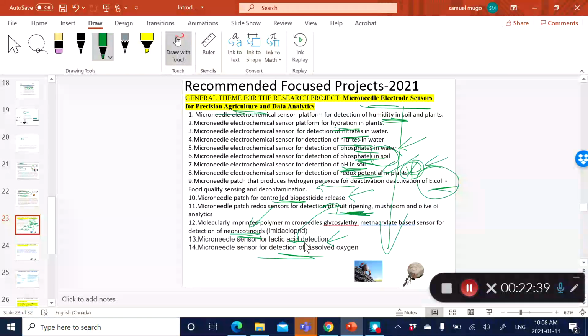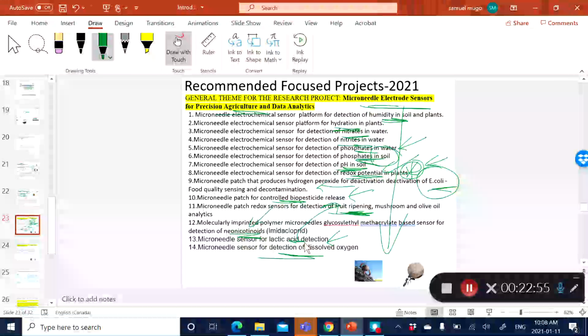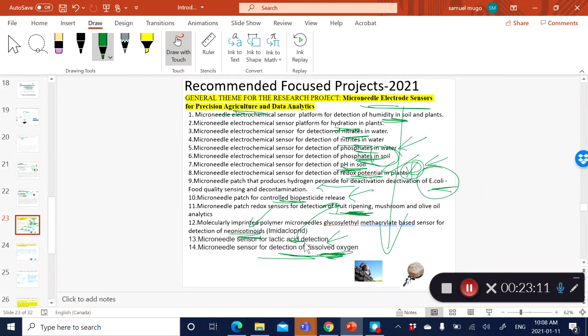Yeah. And then somebody maybe can work on making a sensor that can be used to detect dissolved oxygen. That way you can detect if a plant is suffocating, possibly because of lack of oxygen. You can also use it to detect dissolved oxygen in water, possibly in aquaculture, where you're growing fish and you want to determine the dissolved oxygen content in that kind of environment. So a very important project, I would say.